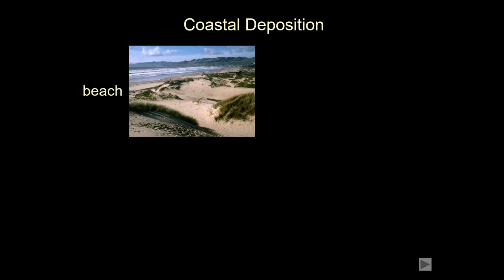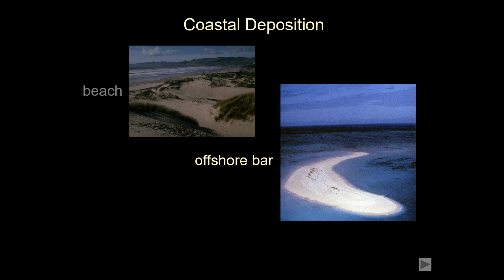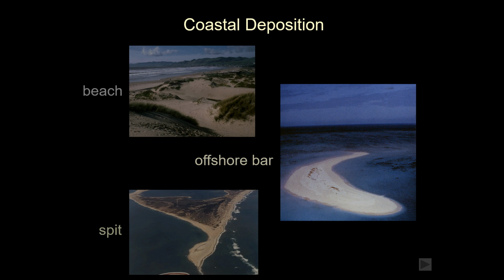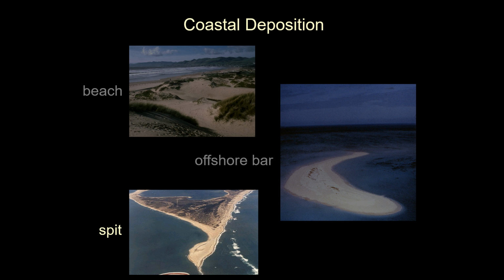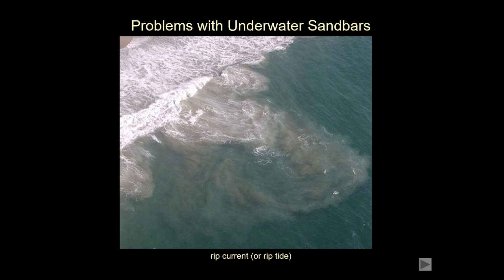So let's talk a little bit about coastal deposition and look at some of these features. The beach is the most common depositional landform that we find, and the best known. But there are others, including offshore bars. An offshore bar is where you might find sand existing, but not connected to the shoreline. Sometimes these offshore bars are underwater, and we'll talk about some of the hazards they cause. And then spits, where sand is carried out and carried past the edge of the coastline by longshore drift, that we talked about a little bit in the last video.